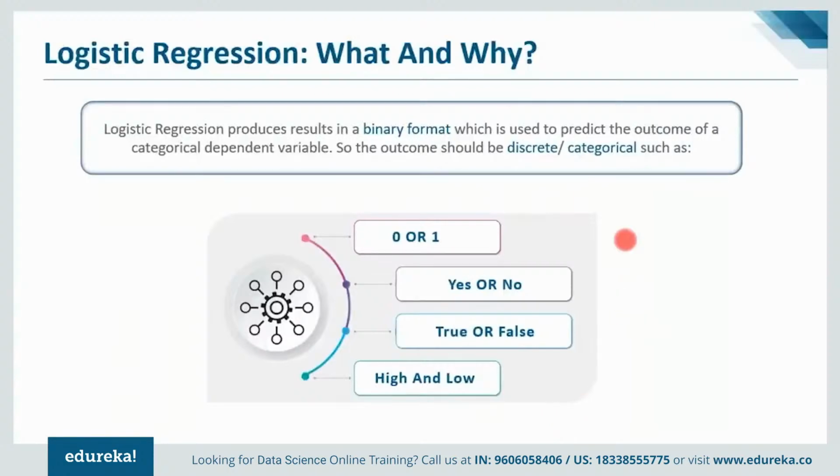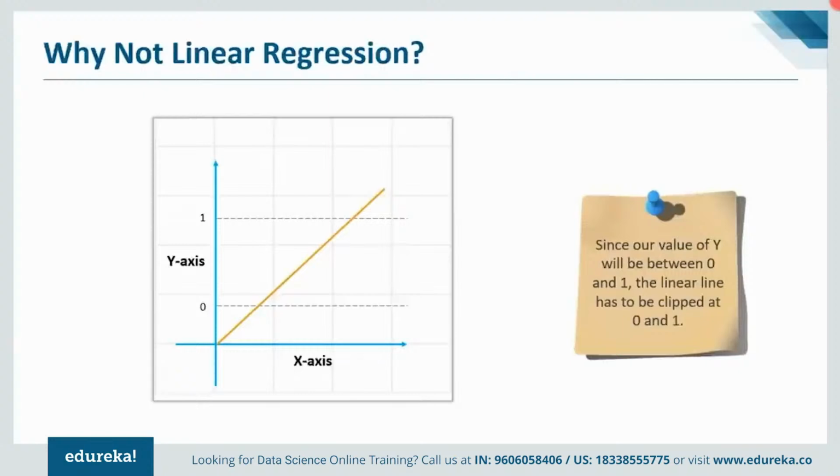Whereas in linear regression, the value of y, or the value you need to predict, is in a range. That is how there is a difference between linear regression and logistic regression. Now you must be having a question: why not linear regression? In linear regression, the value of y is in a range. But in logistic regression, we just have two values. It can be either 0 or 1.